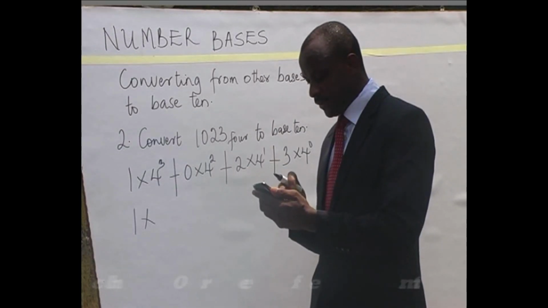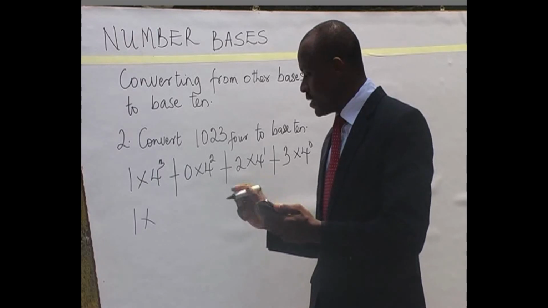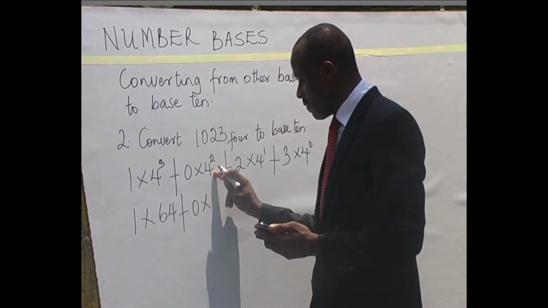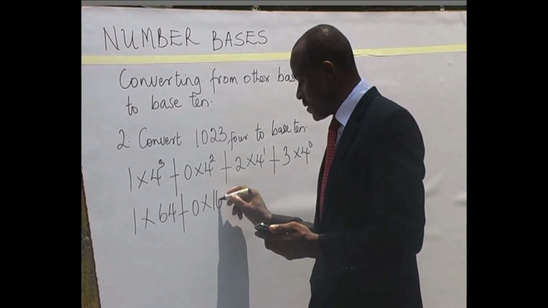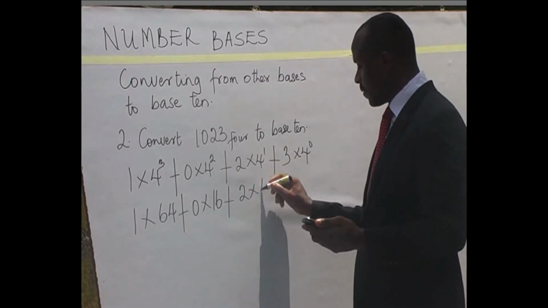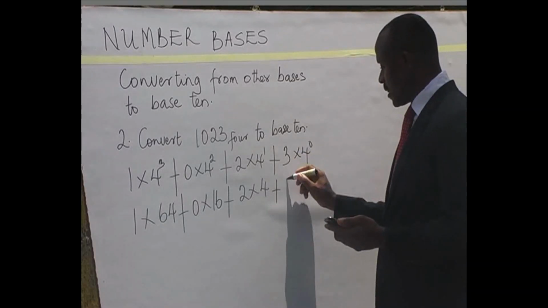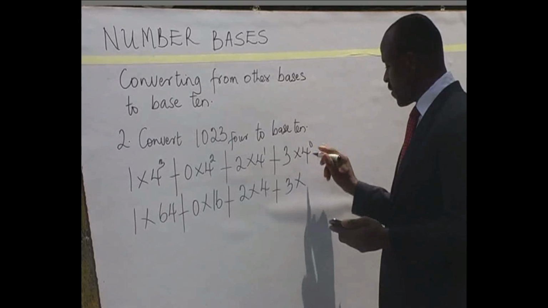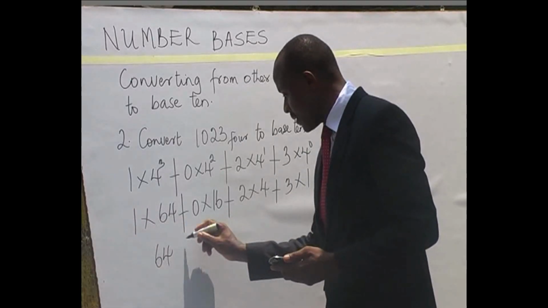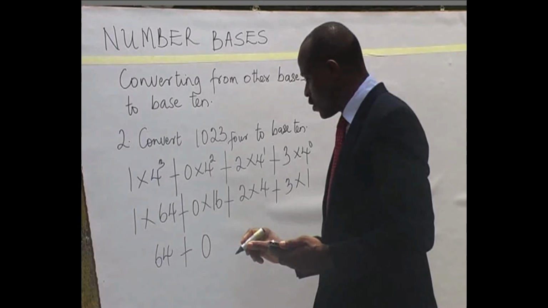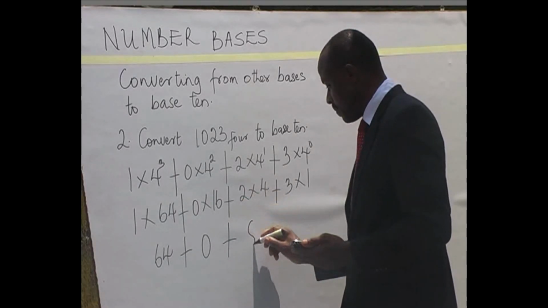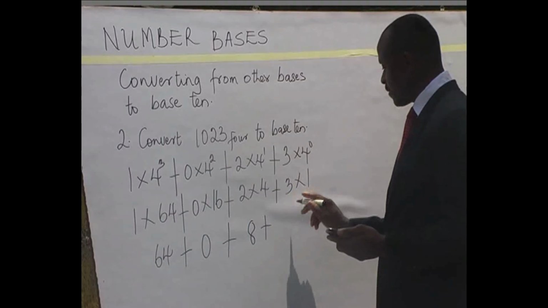4 times 4 times 4 is giving us 64. Plus 0 times, you know that 4 exponent 2 means 4 times 4, and 4 times 4 is 16. Plus 2 times 4 exponent 1 is 4. Plus 3 times 4 exponent 0 is 1. So we have 16 here because anything multiplying 1 is that thing. Plus, if you multiply 0 to anything that is a figure, it will give you 0. Plus 2 times 4 is simply 8. Plus 3 times 1 is 3.